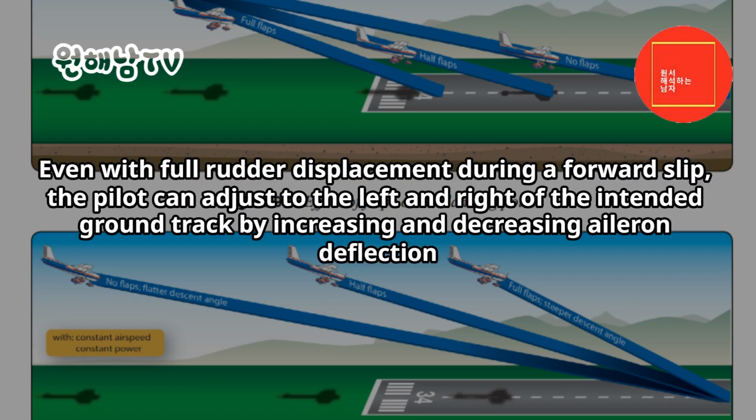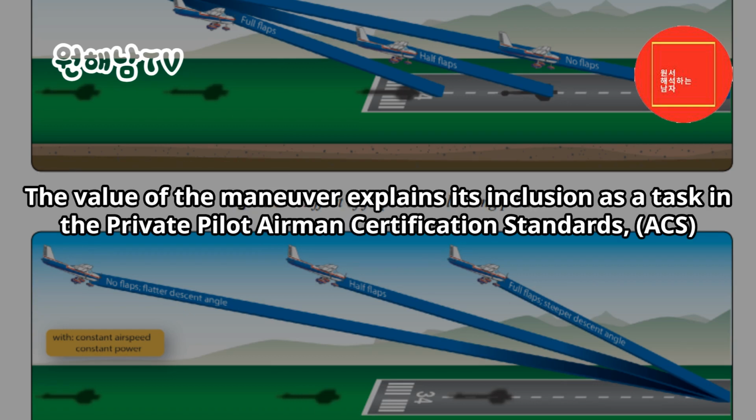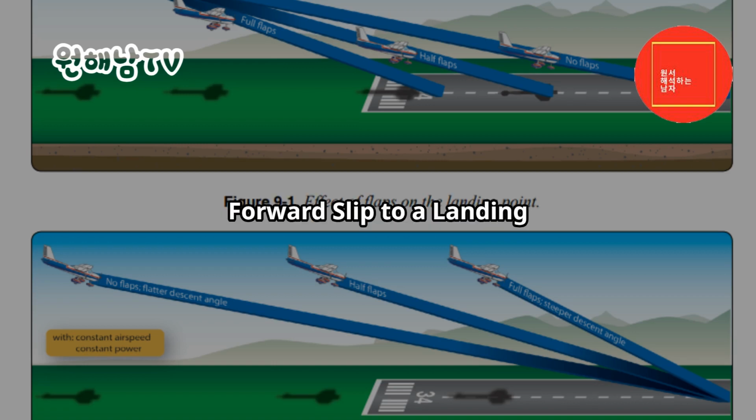Even with full rudder displacement during a forward slip, the pilot can adjust to the left and right of the intended ground track by increasing and decreasing aileron deflection. The value of the maneuver explains its inclusion as a task in the Private Pilot Airman Certification Standards, ACS. Forward slip to a landing.